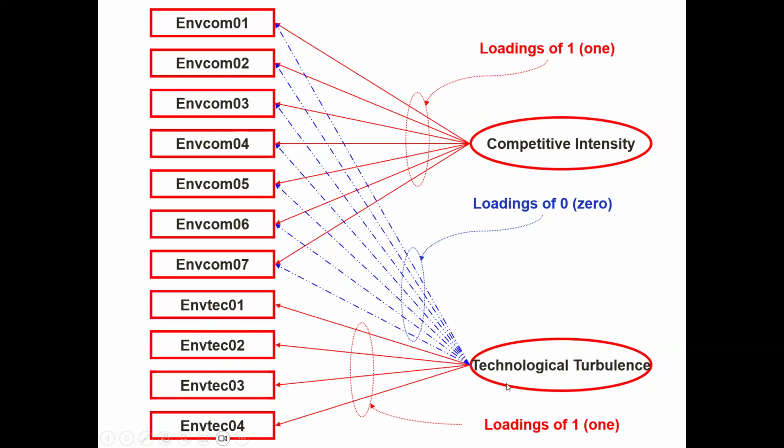So when there is a strong correlation between the indicators and their parent constructs, we say there is convergence. And when the loadings, or the relationship between one construct and the indicators of other constructs, or the relationship between one construct and the other construct, is approaching 0, then we say there is discriminant validity.